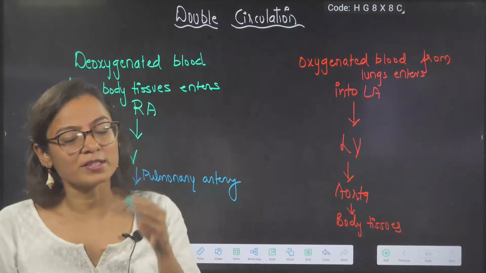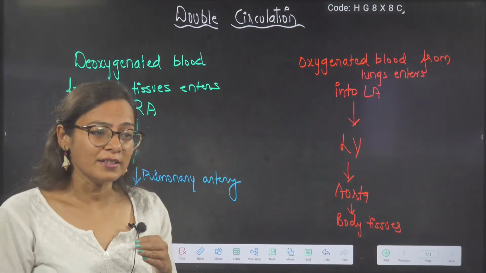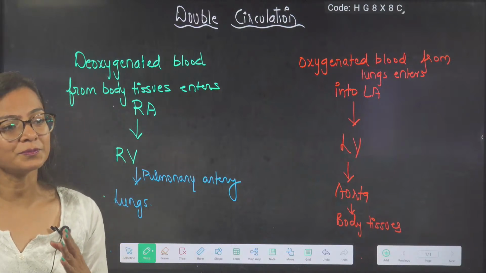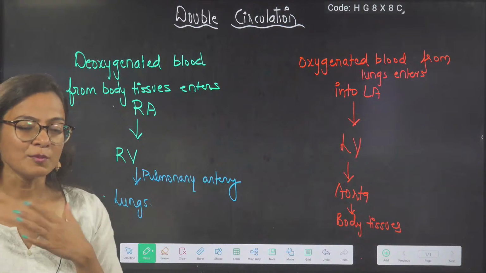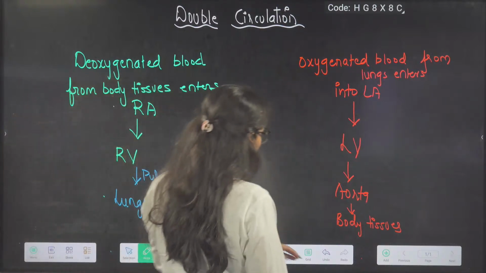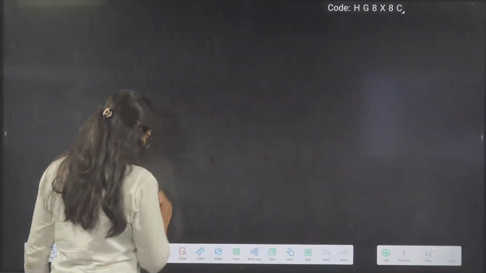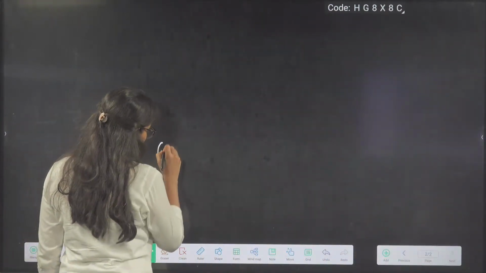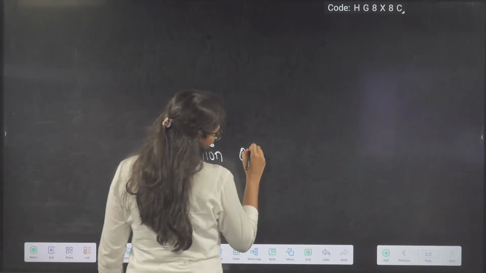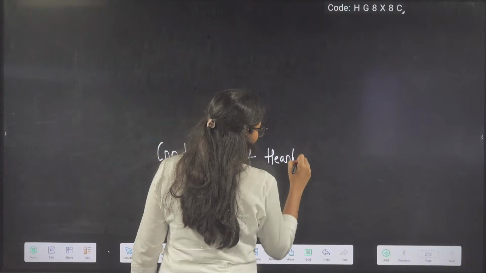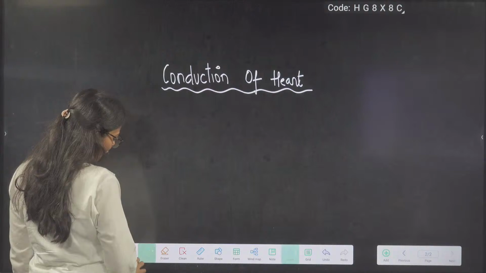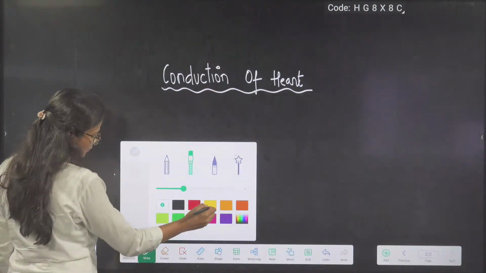Whereas some other organisms have neurogenic heart, wherein the heart activity will be regulated or controlled by neurons, right? But since ours is myogenic, we will talk about myogenic heart. So let's start with that. That is called conduction. We will study conduction of heart. But before that, I want to talk a little bit about our heart wall.